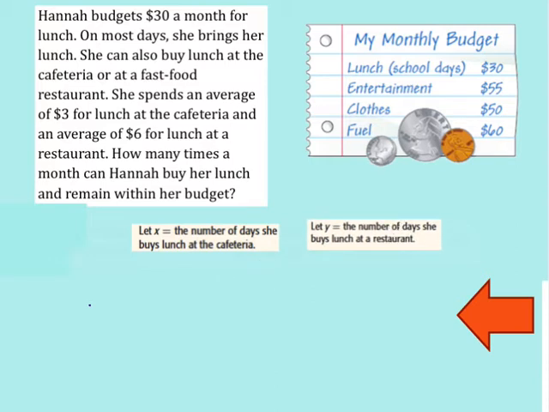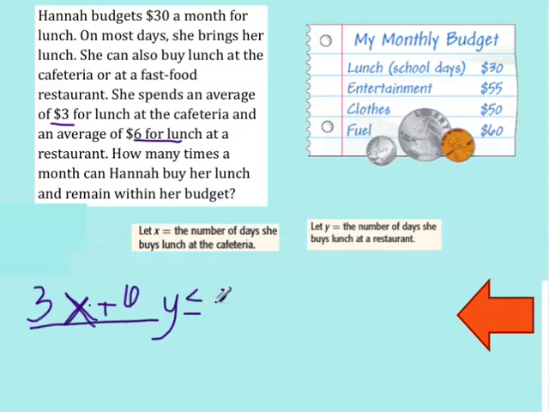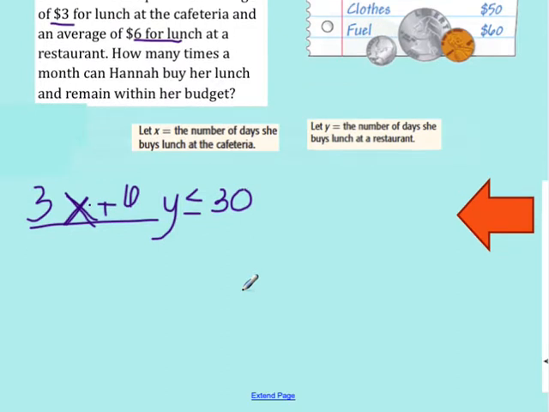So what I notice is for every X day that I'm at the cafeteria, it's going to cost me $3. For every Y day I eat at the restaurant, it's going to be $6. Whatever this adds up to be per month, I cannot spend more than $30. So whatever I spend needs to be less than or equal to $30.